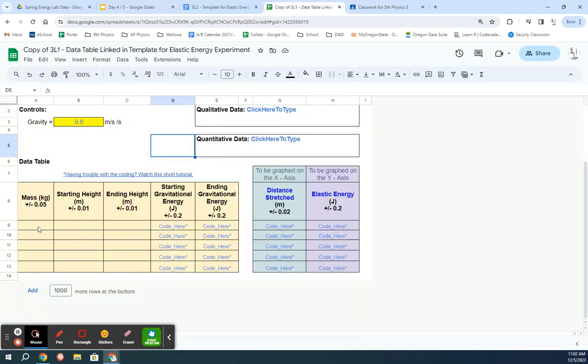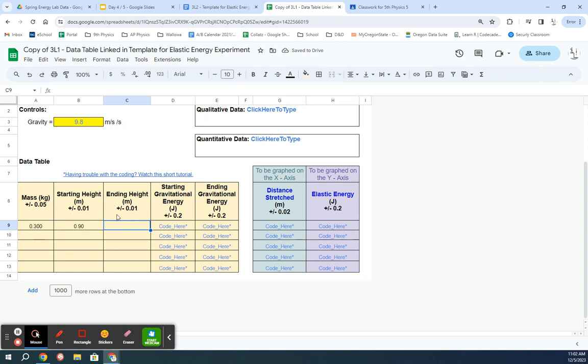When we fill in our data table, we'll be able to put in our 300 for our mass, which converted to kilograms, divide by 1,000. So that would be 0.3 kilograms. The starting height was 0.9 something, I don't know, 0.9 exactly, never mind.